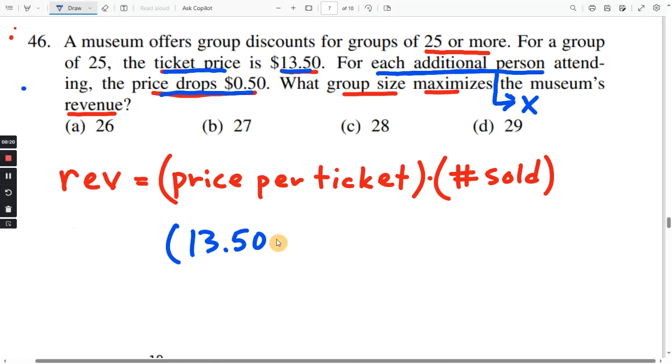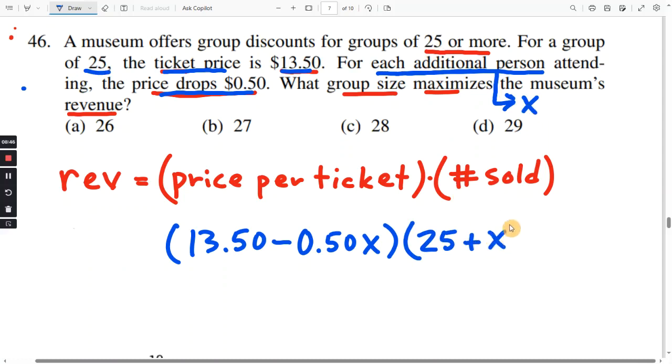All right, so the price decreases. It's going to be minus 50 cents for each additional person, X. And the number sold starts at 25, and then each additional person is X, so it's going to be plus X. So this here is the price, and this here is the number of people, the number of tickets sold.